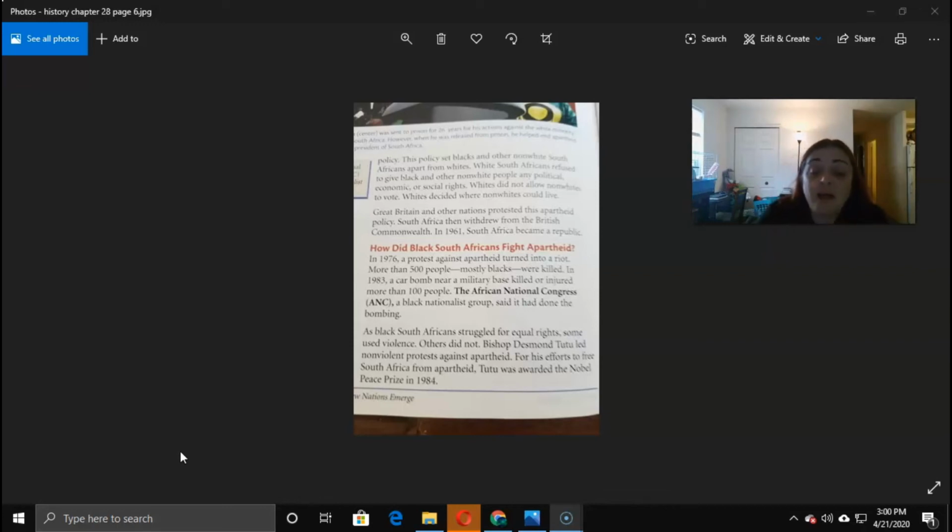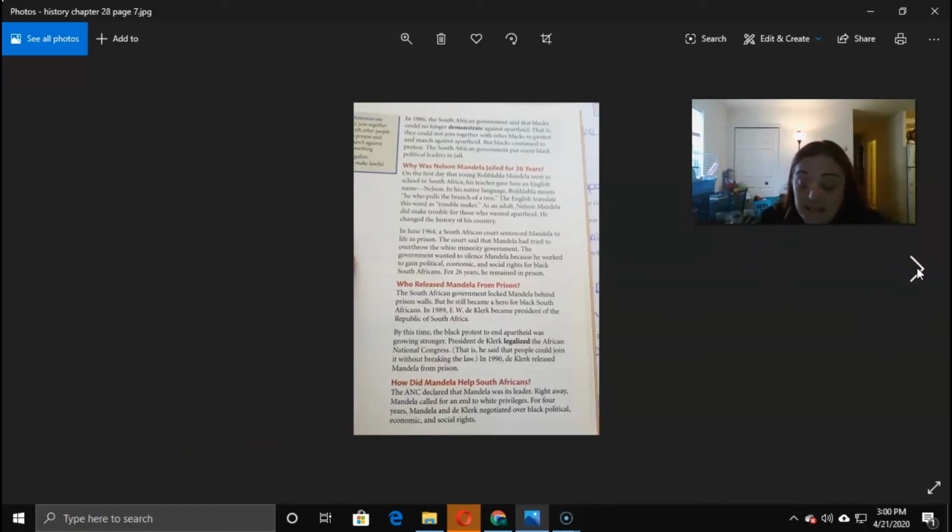As black South Africans struggled for equal rights, some used violence, others did not. Bishop Desmond Tutu led non-violent protests against apartheid. For his efforts to free South Africa from apartheid, Tutu also was awarded the Nobel Peace Prize in 1984.